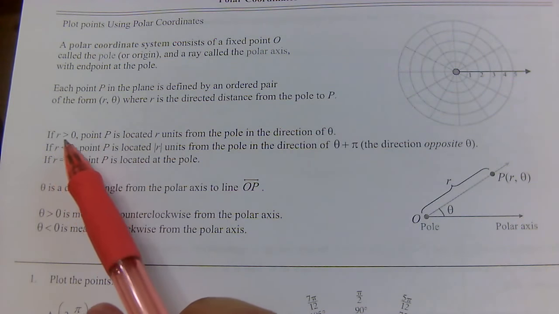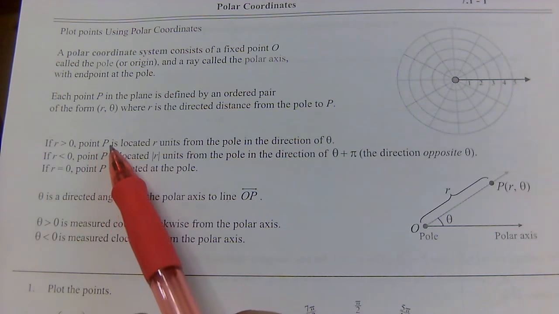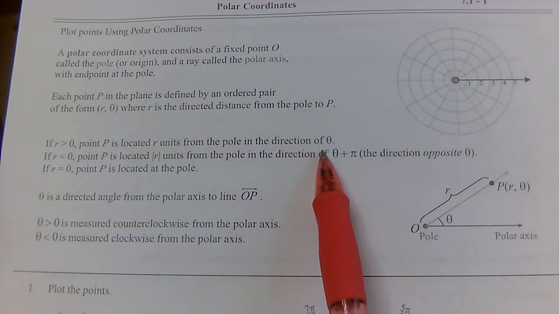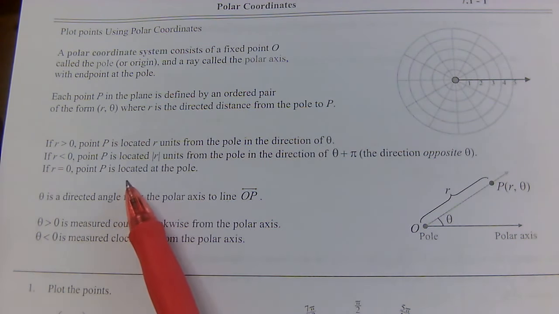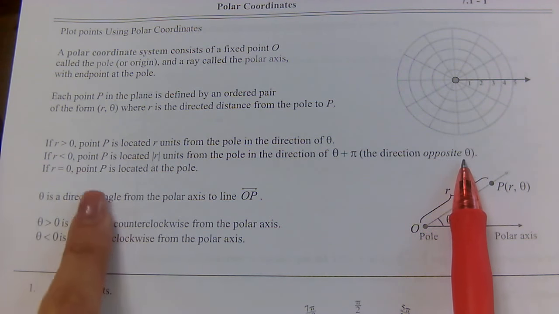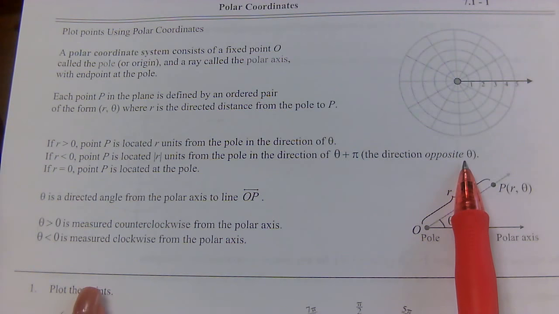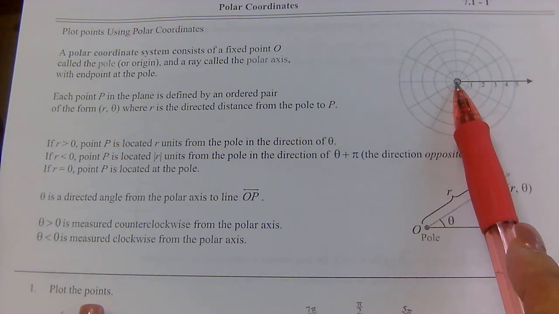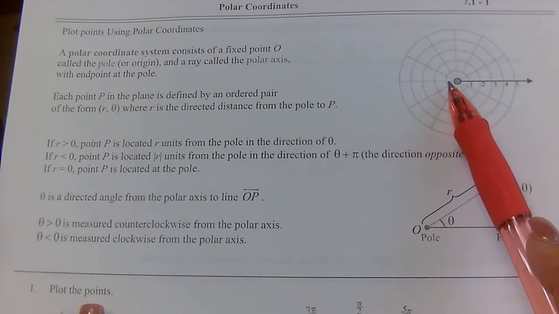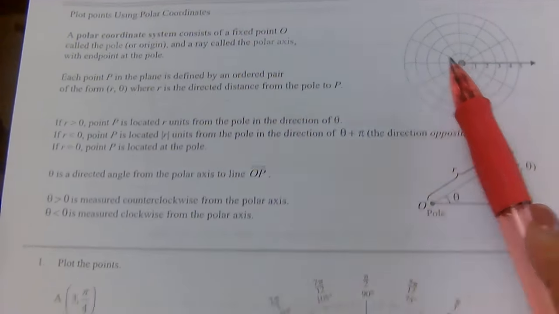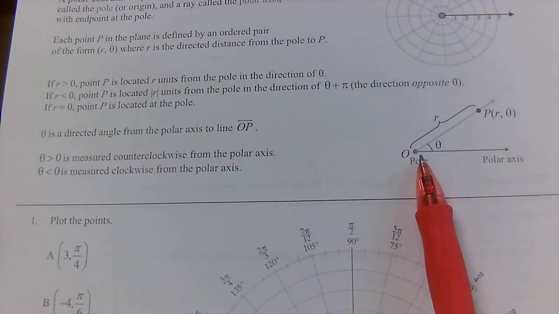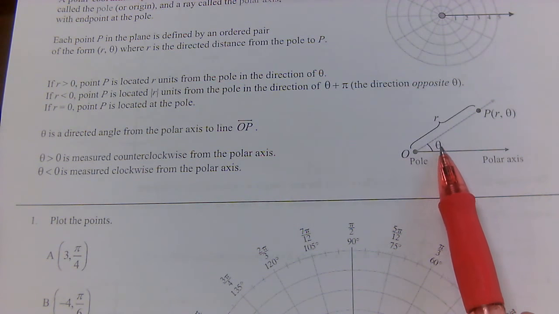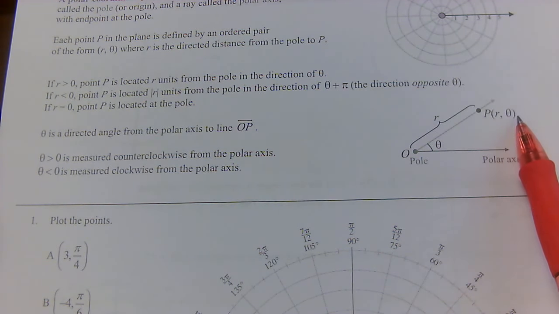So if R is positive, then the point P is located that many units from the pole in the direction of theta, whatever theta is. If R is negative, it's actually going in the opposite direction. Remember, we've been talking about negative signs as directional. So anytime you have a negative, instead of going forward, we're actually going back. If R is equal to zero, then P is located at the pole. Theta is going to be a directional angle. So again, here's our pole, here's our polar axis, and then theta will be whatever distance is given. So we're looking at R and theta.